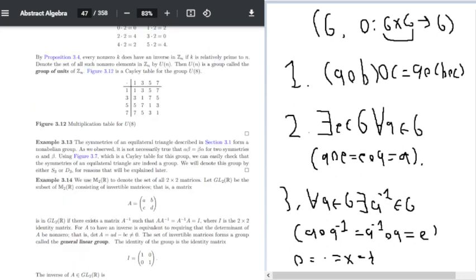Figure 3.12 is a Cayley table for the group U8. So note, in U8, 0, 2, 4, and 6 all are non-units. They all don't have a multiplicative inverse, so they're not included in this. However, 1, 3, 5, and 7 do. And then we'll see here, for example, it's 1 times 1, 3 times 3, 5 times 5, and 7 times 7.